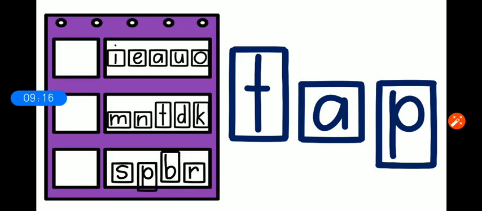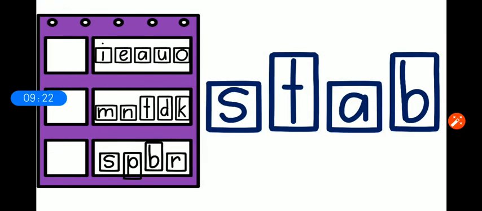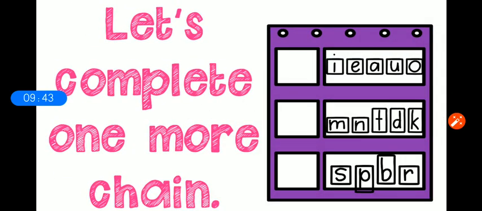Keep checking your folder and keep asking your partner to write them down, okay? Good. Now, we have another one. S, T, A, B. Stab. Now, can you see these letters on your chaining folder? Beautiful. They are all there. Okay? Tell your partner to keep writing them down. Now, let's complete one more chain.